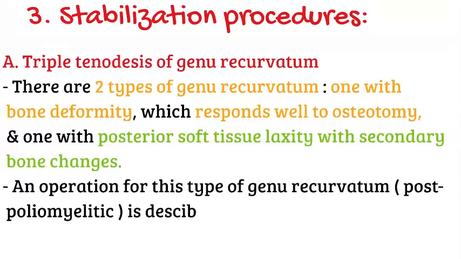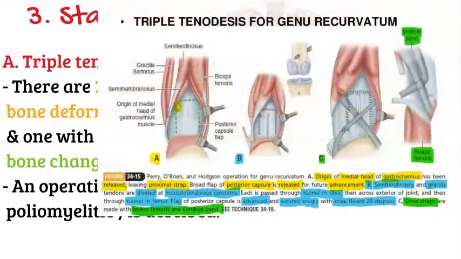An operation for this type of genu recurvatum in post-poliomyelitic patients is described via this illustration. This figure shows the Perry, O'Brien and Hodgson operation for genu recurvatum. A illustrates the origin of the medial head of gastrocnemius has been released, leaving a proximal strap. A broad flap of the posterior capsule is released for future advancement.